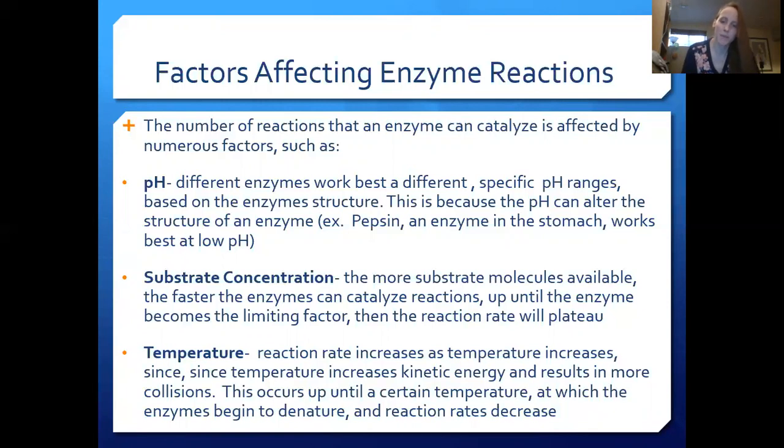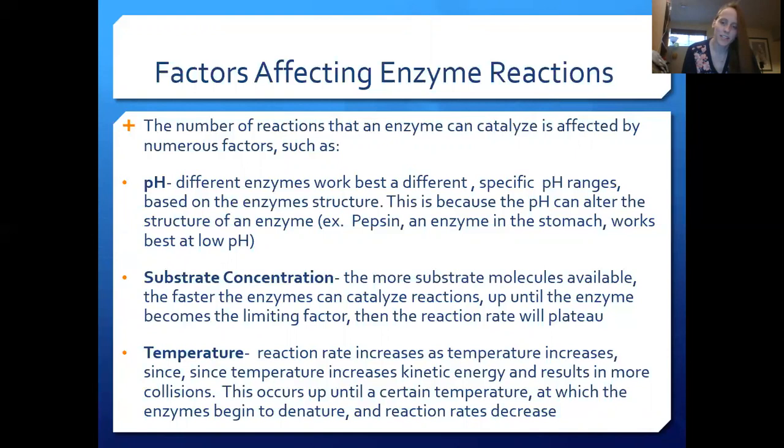For example, pepsin is an enzyme in the stomach. It works best at a pH of about 2. If you were to get it up to more of a neutral pH of like 7, it wouldn't work anymore. But there's other enzymes that work better at higher pHs. So it just depends on the enzyme.